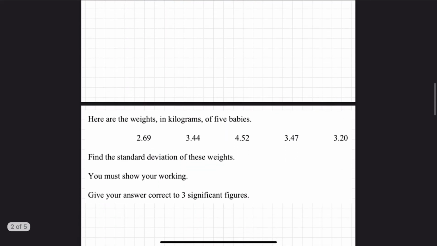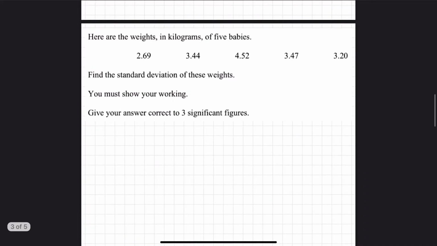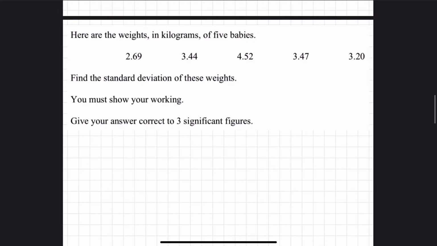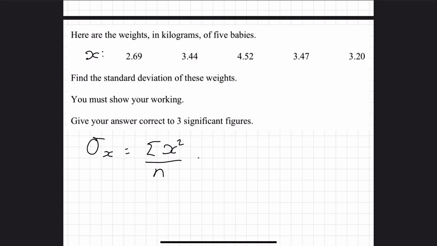So now let's look at a harder version. So now we have the weight in kilograms of 5 babies. So we've got 2.69 kilograms, 3.44 kilograms, 4.52 kilograms, 3.47, 3.20. Okay, weight. So I'm going to call this variable x so I can use my standard deviation formula, which is sigma x is the square root of your mean of the squares minus your square of the mean.